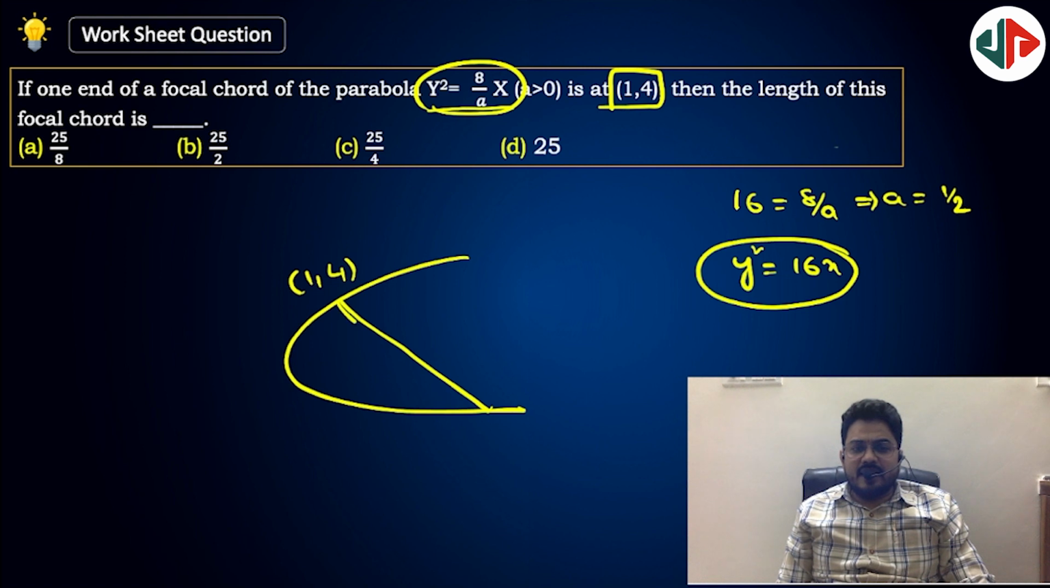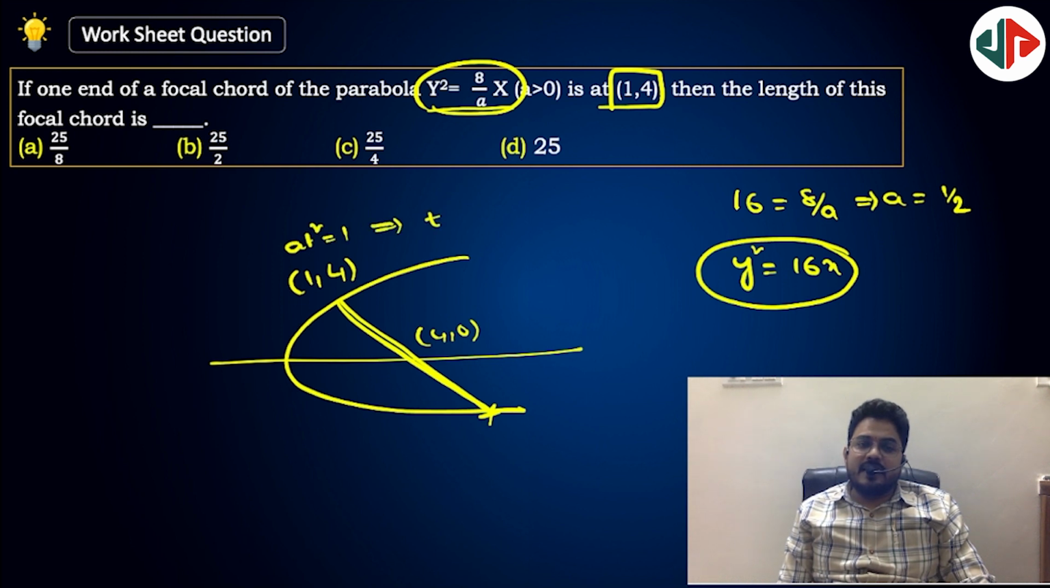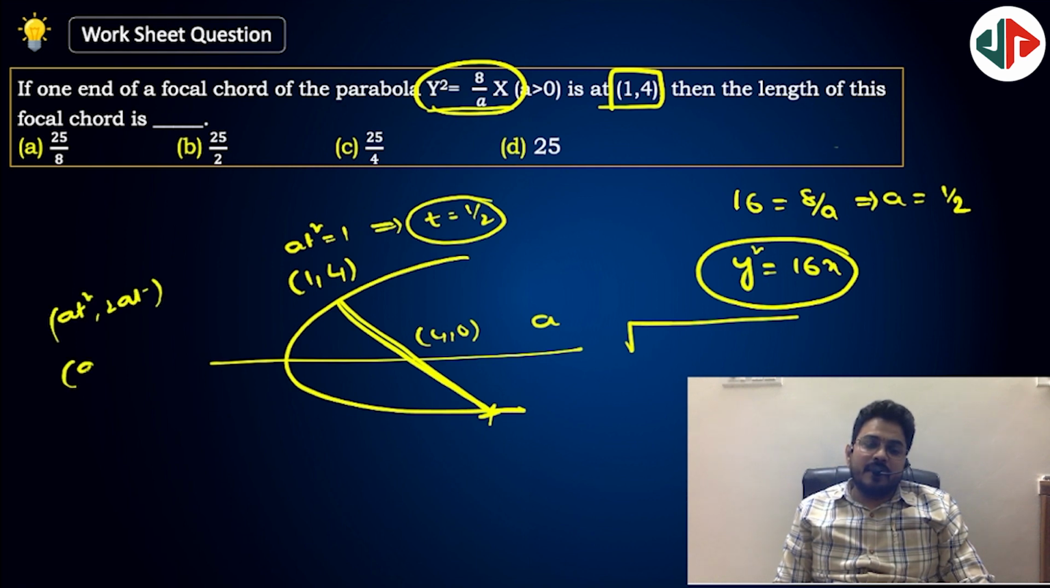They are asking the length of the focal chord. So focus is 4 comma 0. So here at square is equal to 1. So that means t is equal to 1 by 2. What is the length of the focal chord? Actually, you can remember this one. One point is at square comma 2at. Another point will be a by t square comma minus 2a by t.